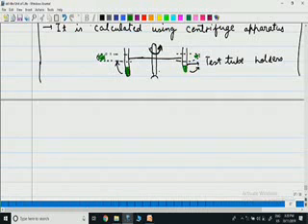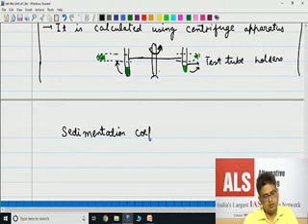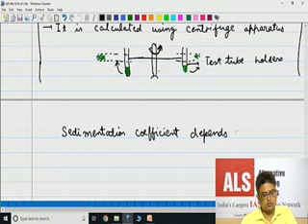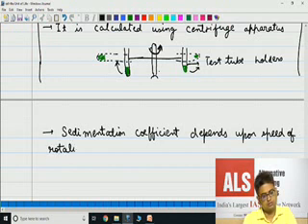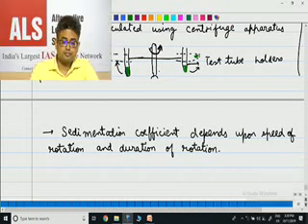Sedimentation coefficient depends upon speed of rotation and duration of rotation. Not the molecular mass. Okay.